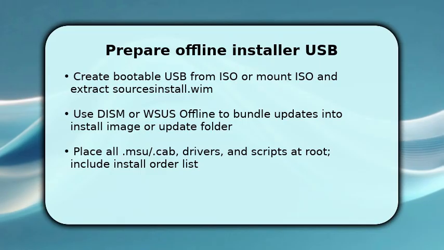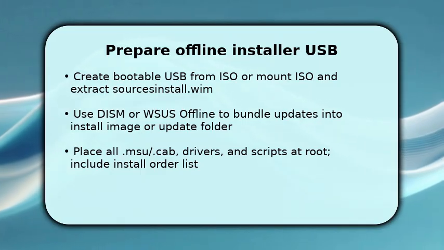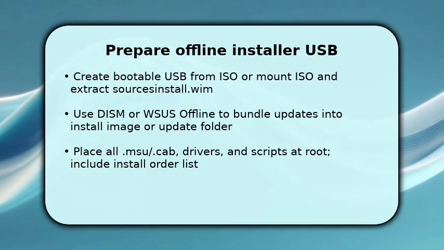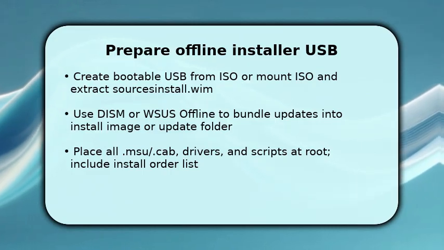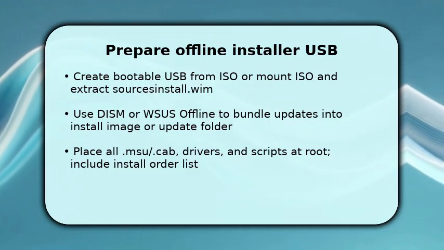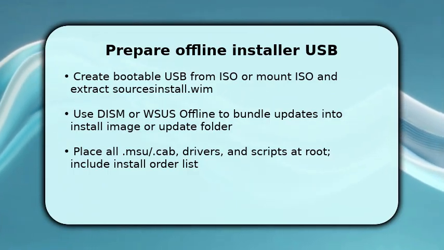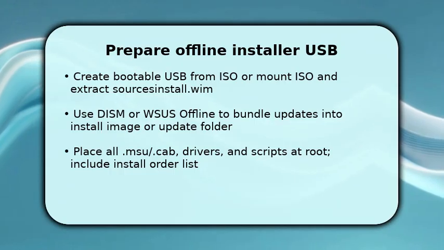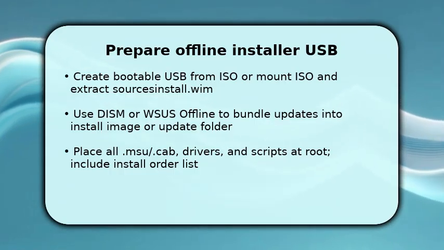Once you have the ISO and update files, make a bootable USB or mount the ISO and extract the install.WIM to a working folder. Then use DISM to apply updates offline into the image or run WSUS offline to download and organize updates into an easy installer structure. This ensures updates are applied in the correct sequence.